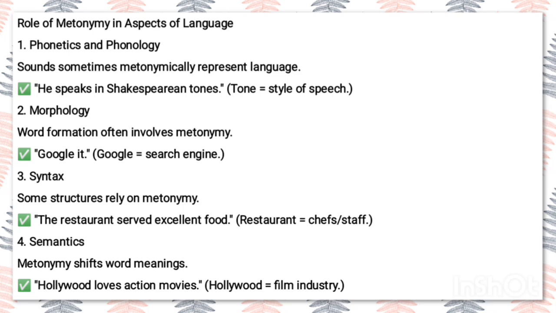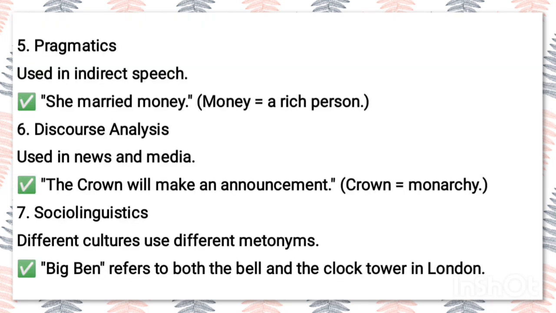Next one is semantics. Metonymy shifts the meanings of words, often in a creative or indirect way. For example, Hollywood refers to the film industry, not the city itself. Pragmatic metonymy is often used in indirect speech, making communication more concise. For example, she married money. Here, money stands for the wealthy person.